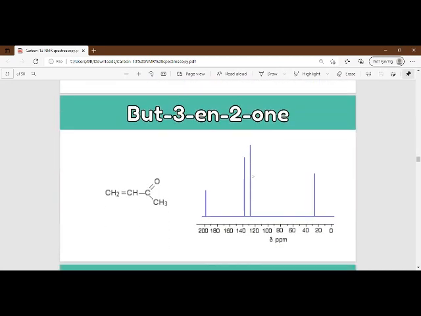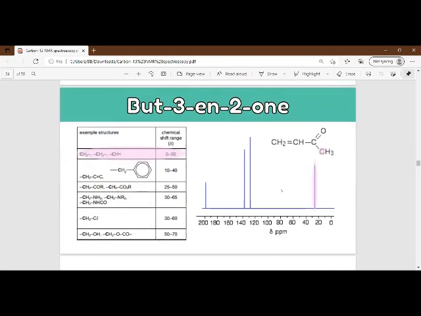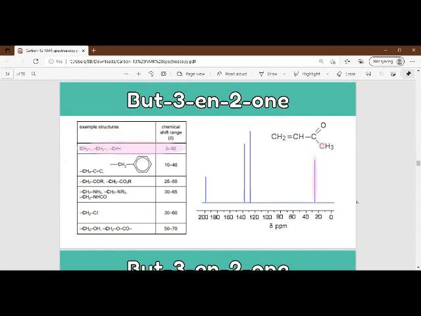Another example is but-3-en-2-one, or another name is 3-butene-2-one. So this is how it looks. It has 4 peaks. So basically, it means that all the carbons in this molecule are in different carbon environments. The first one, at 26, is a methyl group, which is joined to the rest of the molecule by a carbon-carbon single bond. So this is the one.